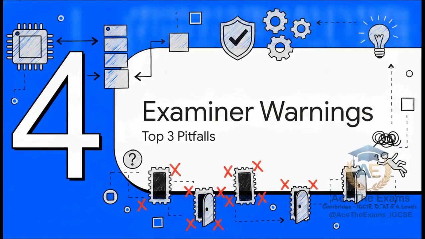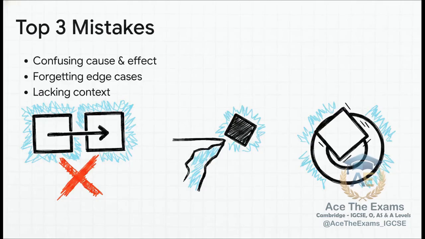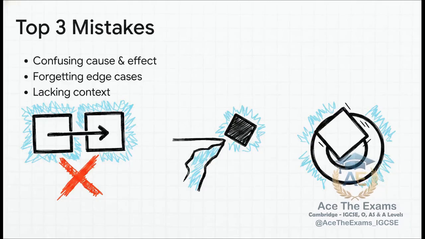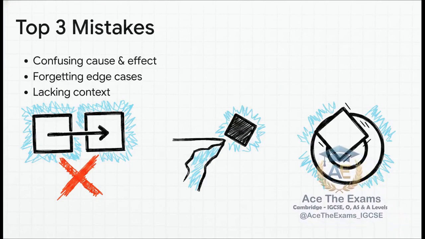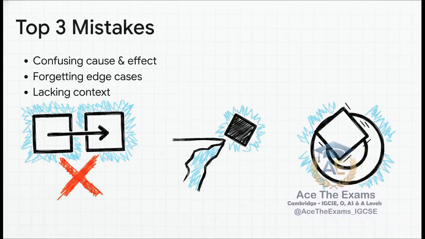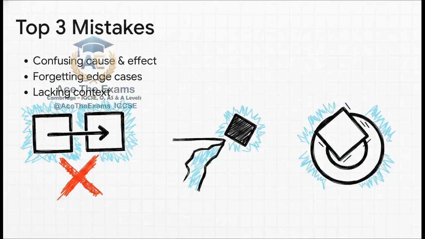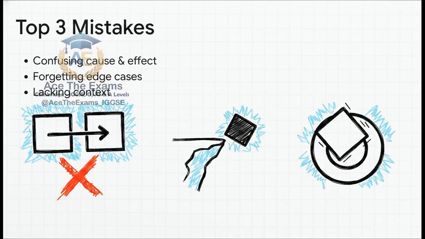Finally, we've reached Section 4, Examiner Warnings. Let's look closely at avoiding the top 3 pitfalls. I want to shift gears right here and act as your personal academic coach. I've combed through the principal examiner reports, I've seen thousands of past papers, and I know exactly where otherwise bright, capable students just throw their grades away. Here are the principal examiner's top 3 mistakes. Please listen to these vigorously.